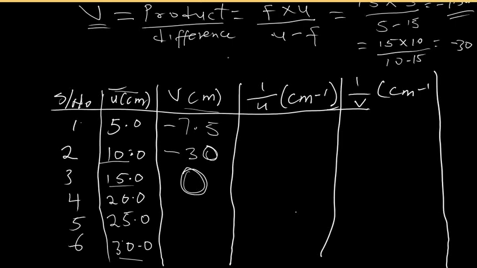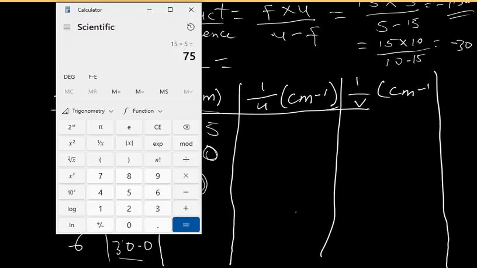Then the next value, I'm having 15 times 20 divided by, this time around, 20 minus 15. So 15 times 20, 20 minus 15 is 5, then divided by 5. That's 60. So this time around it is positive 60.